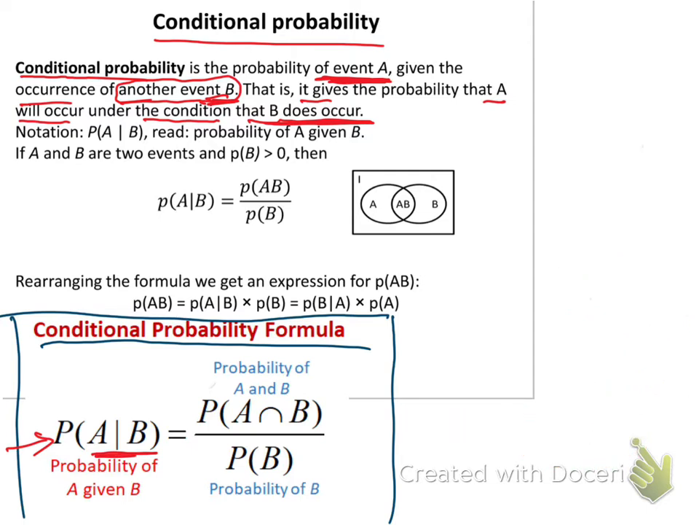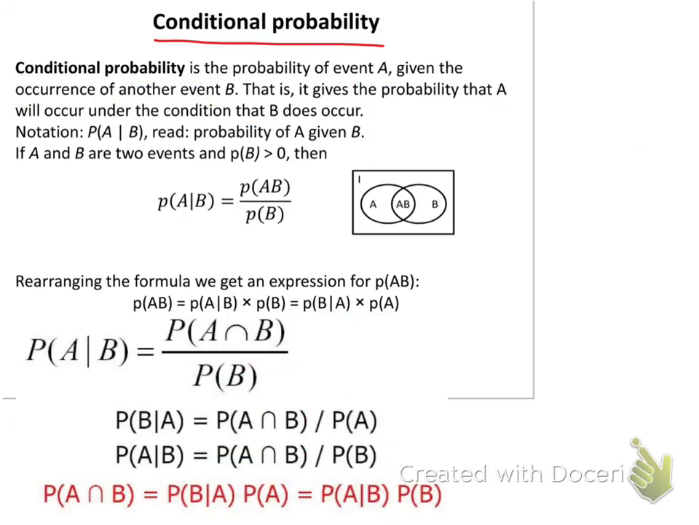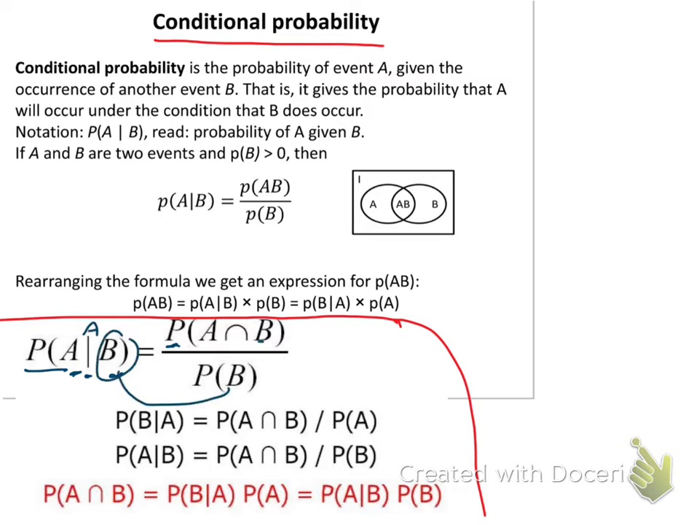So the formula is: probability of A given B equals probability of A intersect B, just add intersect, divided by the probability of B. So if we look at this new formula here, we'll find the probability of A given B equals the probability of A intersect B divided by the last one.